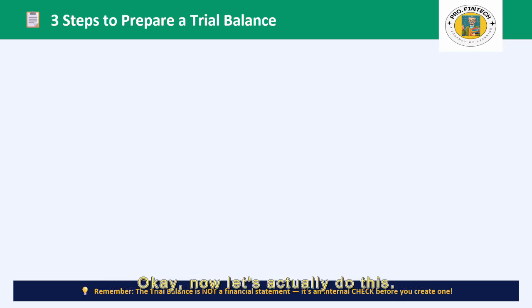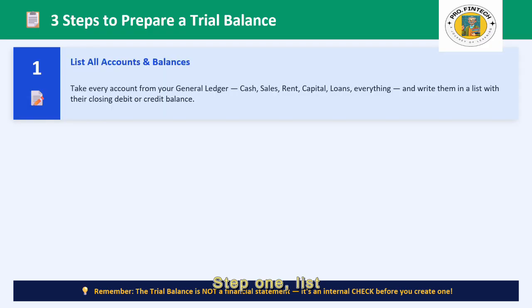Okay, now let's actually do this. How do you prepare a trial balance? Three steps. That's it. Step one, list all accounts and their balances. Open your general ledger, whether that's a physical book or accounting software, and list every single account that has been used. Cash, capital, sales revenue, rent expense, equipment, bank loan, everything. And next to each account, write down its closing balance and note whether it's a debit or credit balance.